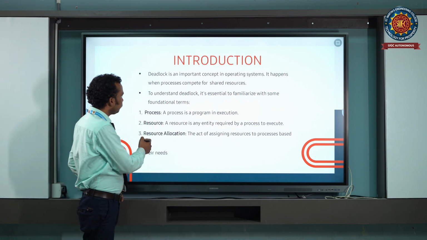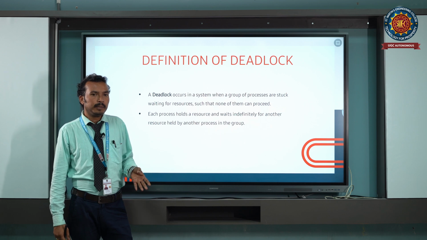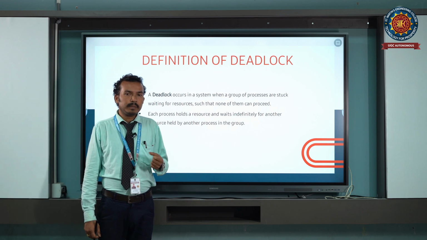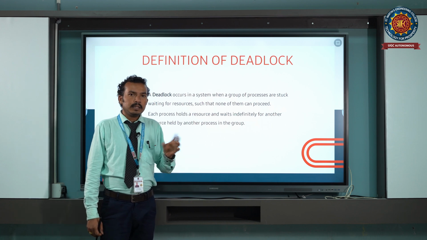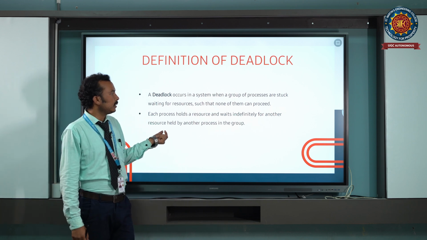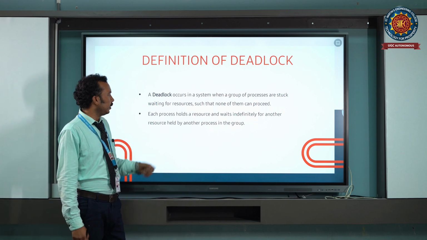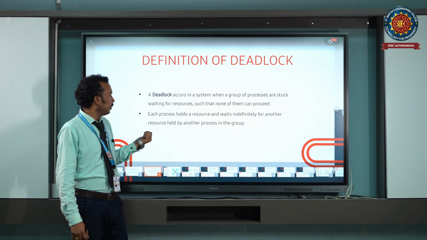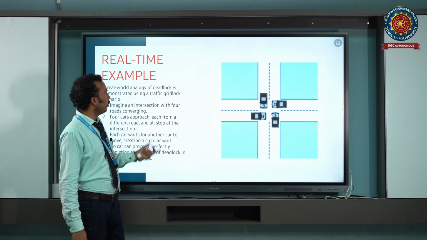And the next one is the definition. Deadlock occurs in a multi-programming environment when multiple processes are executing simultaneously. The resources are held by the processes, and the other processes are requesting those resources held by another process. In this case, no process will proceed with their execution, so the deadlock will occur. Each process holds resources and waits for another resource held by another process in the group.